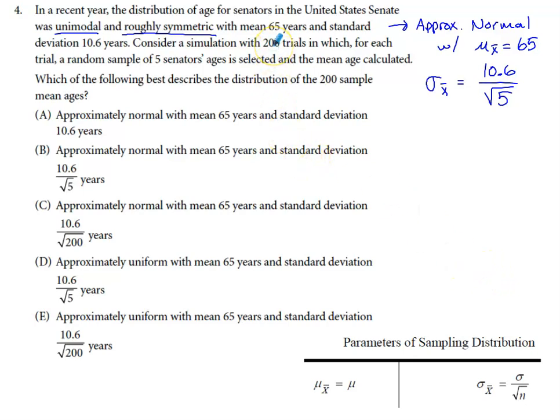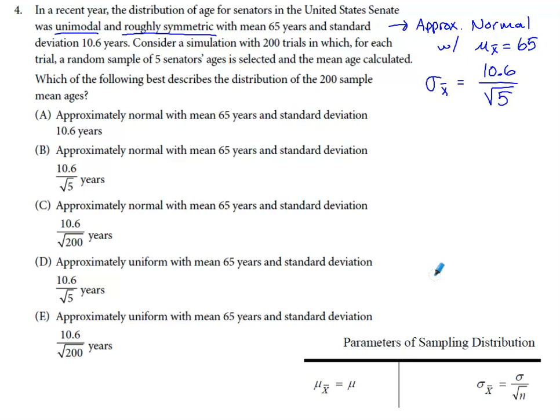The 200 trials is just to indicate that the sampling process is being repeated over and over and over and over. Now it's technically not a full sampling distribution because they haven't found every possible sample of size 5 from the US senators. But if they conduct 200 trials where they randomly select 5 senators, they're constructing the beginning of that sampling distribution.